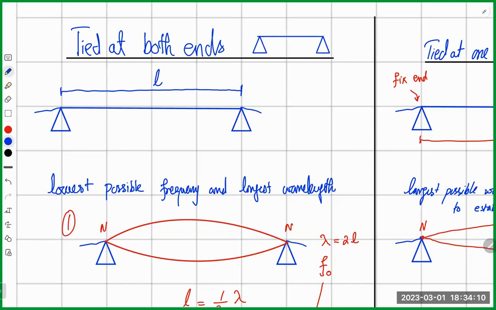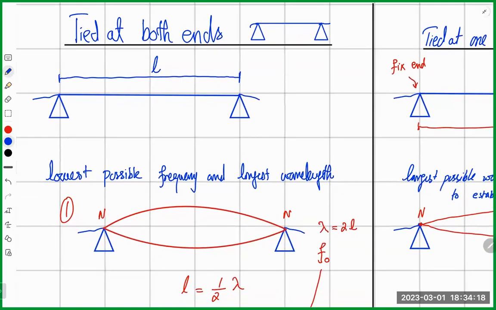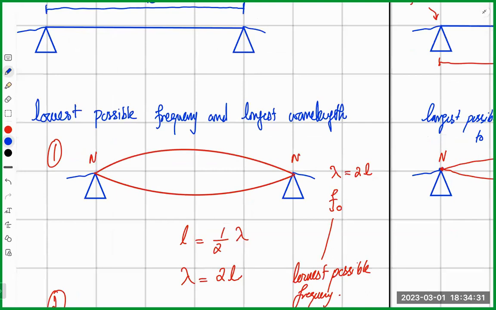So if a wave is tied on both ends, then when a stationary wave is established, it should have a node on both ends. Tied, and must have a node. So this is the longest possible wavelength that can establish a stationary wave. There will be a node on one end and a node on the other end.